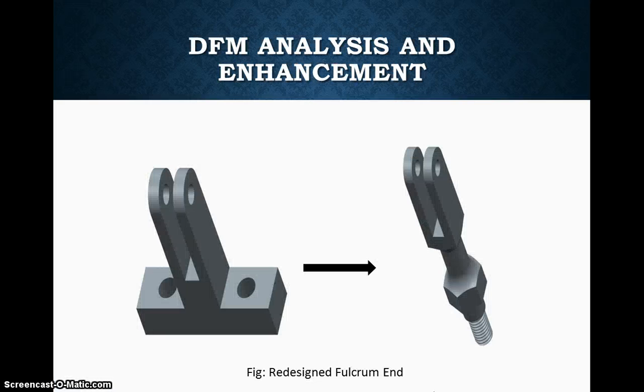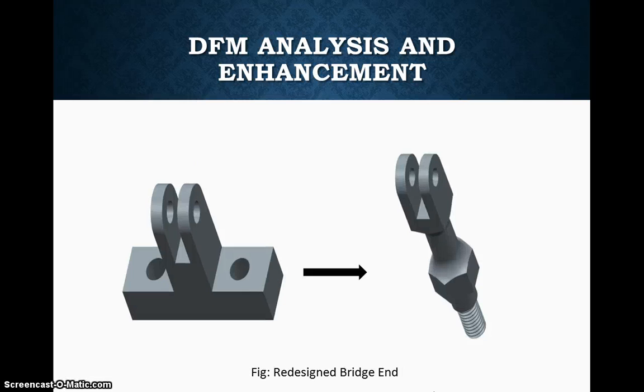We undertook design for manufacturing analysis, and the fulcrum end was redesigned keeping in mind the design for manufacturing guidelines. We used standardized manufacturing features on the components to ease manufacturing and fabrication. We developed a modular design. This is the bridge end, which is also redesigned to reduce the unnecessary features in manufacturing which consumed more time in machining.